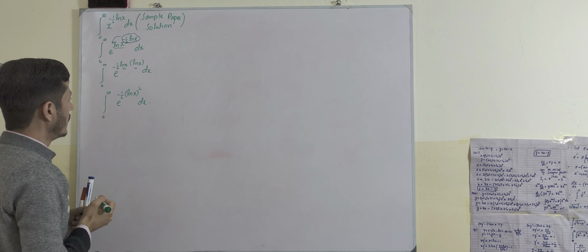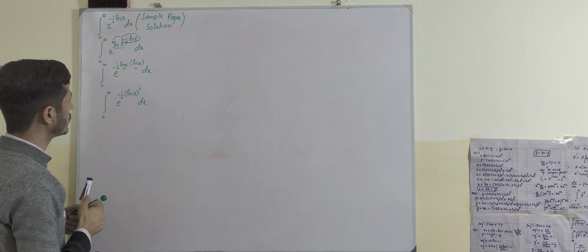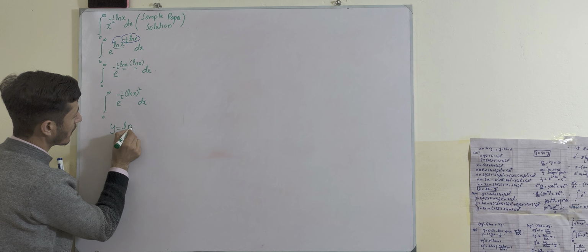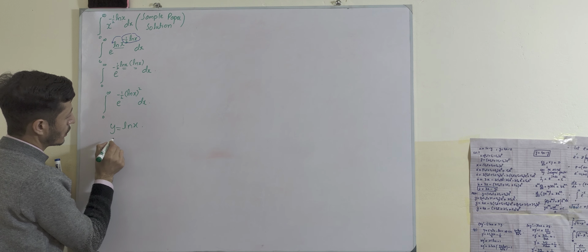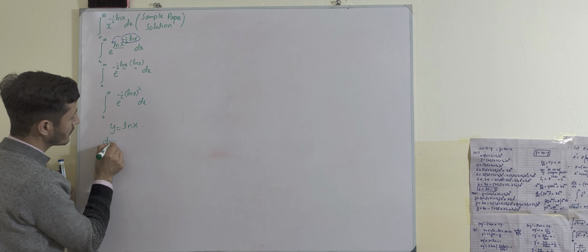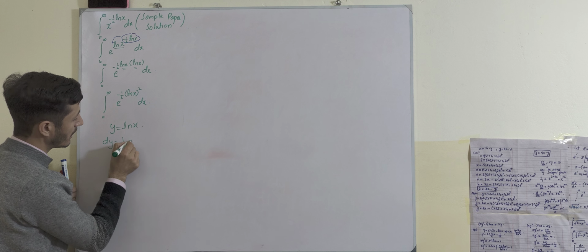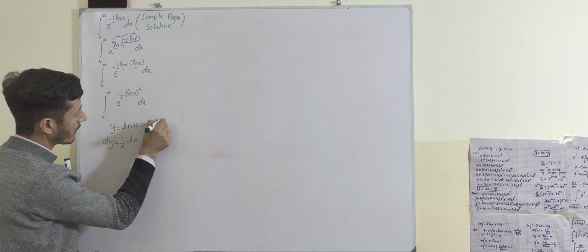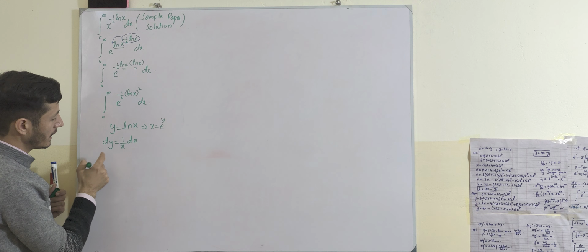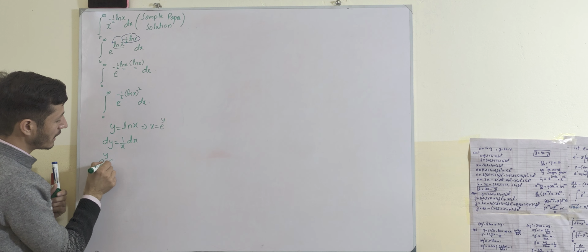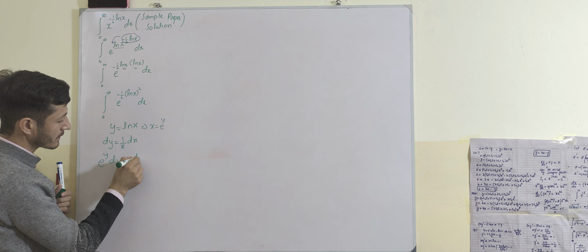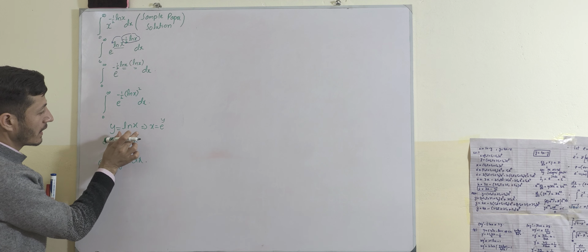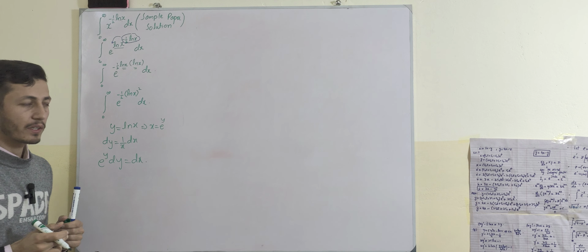Okay, now we can substitute y is equal to the natural log of x. So del y becomes 1 divided by x of del x. From here, x is equal to e power y. Then it becomes e power y del y is equal to del x. The substituent here is y, and y is equal to the natural log of x.